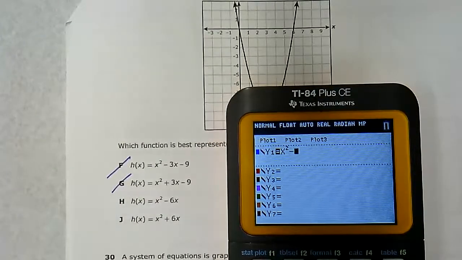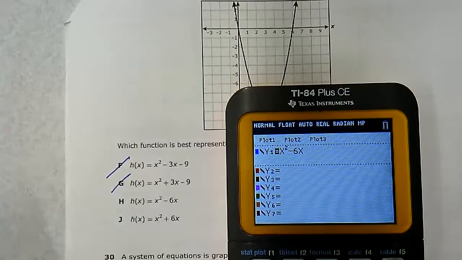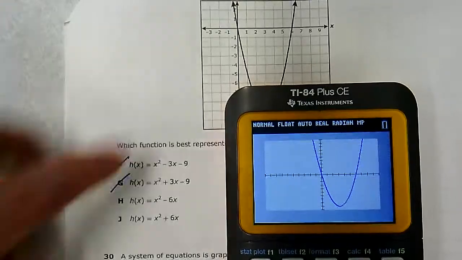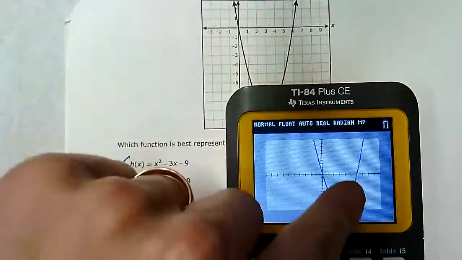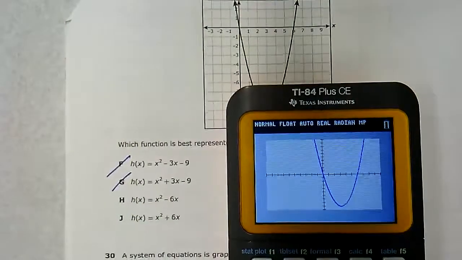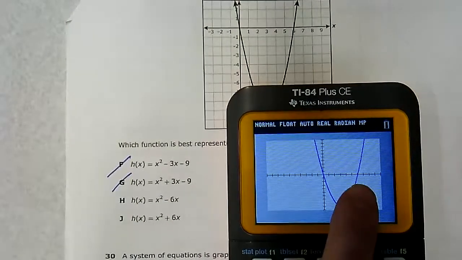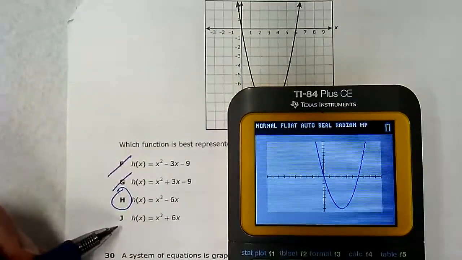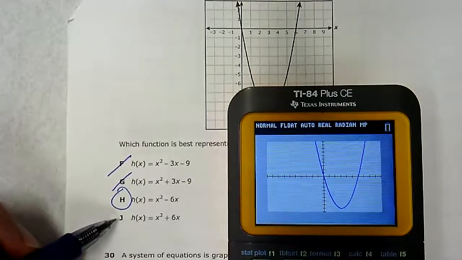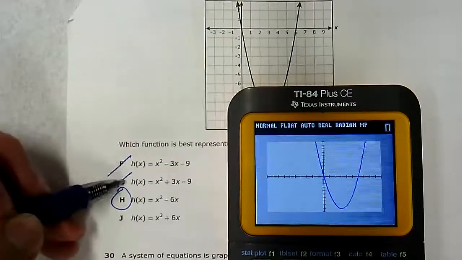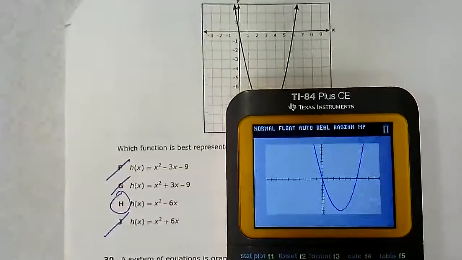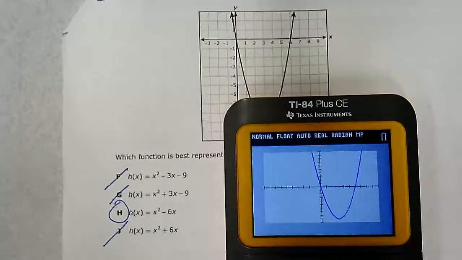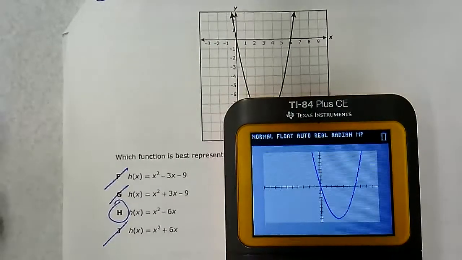Let's try the next one. X squared minus 6x. Hit graph. That one goes through the origin, and they both go through the x-axis at a value of 6. So this is the answer. You would maybe go check and see if J looked like it, but you would notice it's the farthest. It's not any closer than F or G. So the answer to this one is H. And guys, this should be your approach to every question in this section. Type it into the calculator, see which one it looks like.